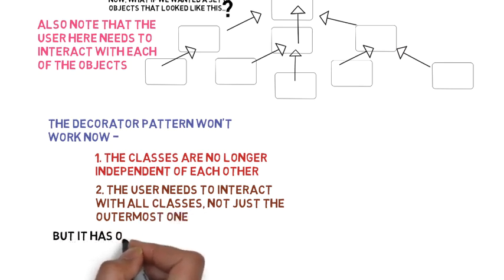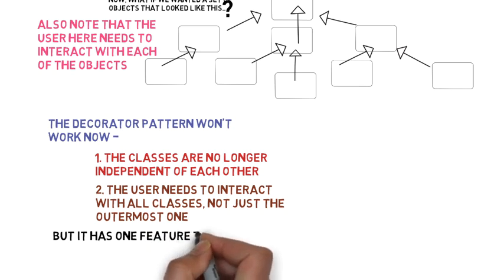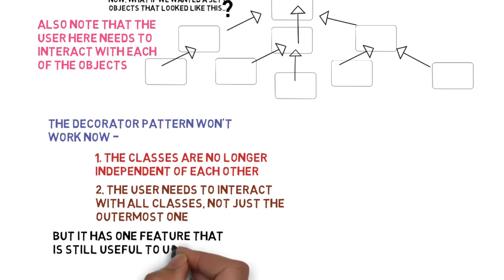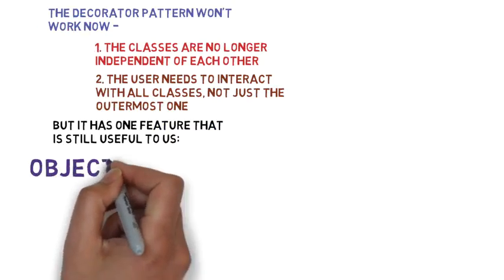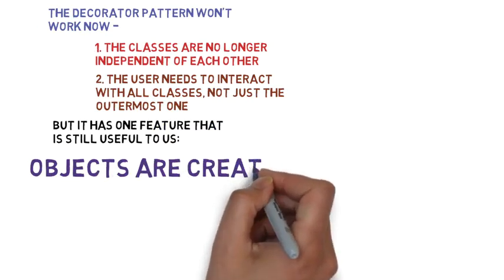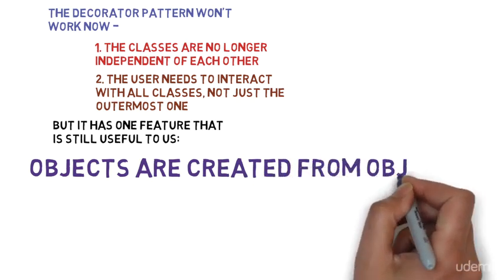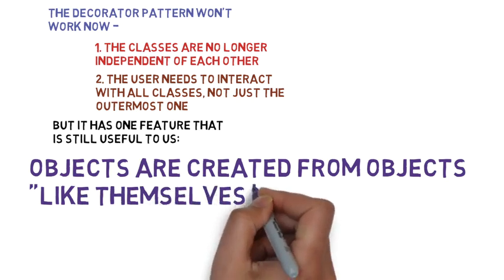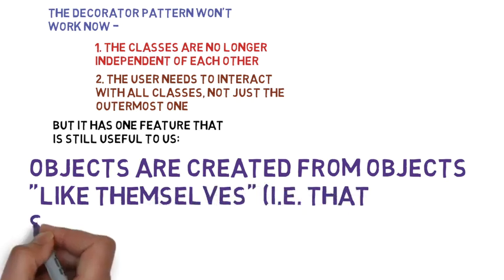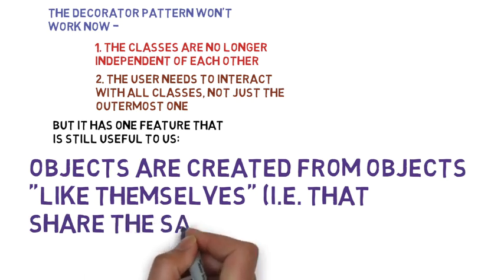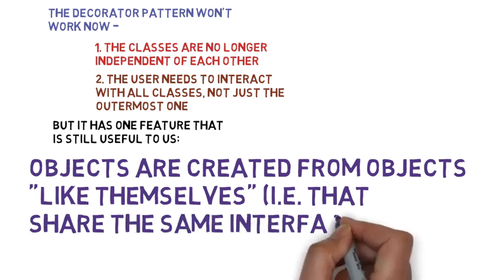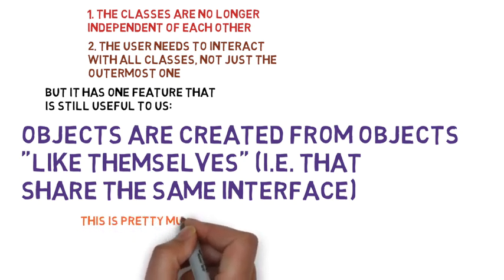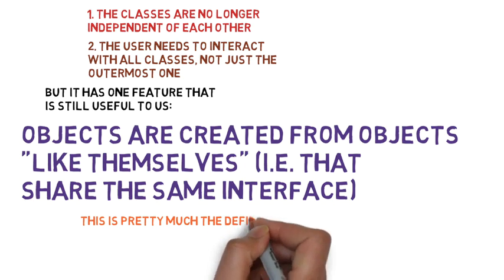However, there is still one feature in this setup which makes it incredibly useful to us, which is what we'll use. And that is, every object in this hierarchy, every object in this setup, is created from objects which are like themselves. That is, every object in this structure has the same interface or base class. They are all like each other. This is pretty much the composite pattern.